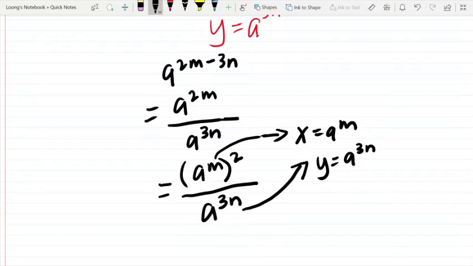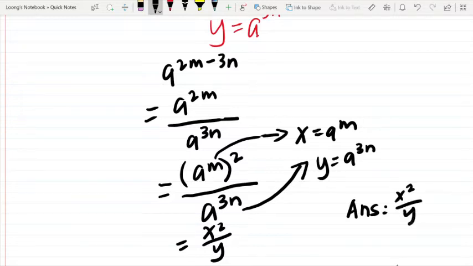So now we already have our answer, so we could write our final answer as x squared over y. And so the final answer is x squared over y. And logarithm is just as simple as that.